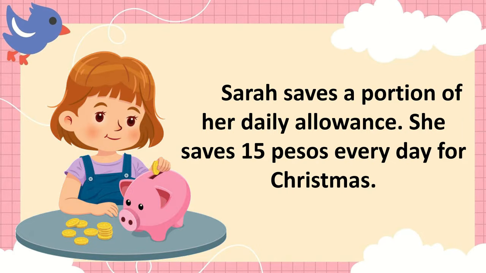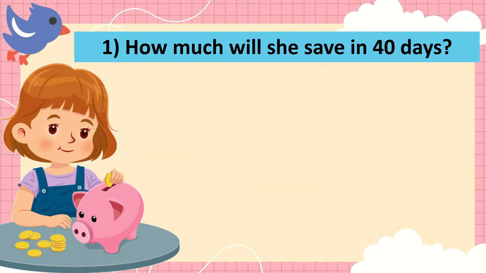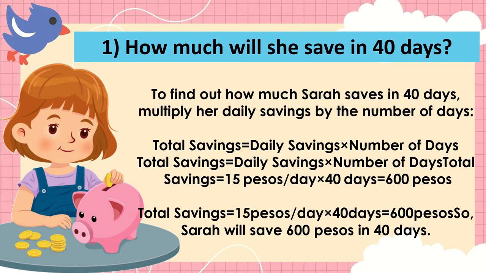Let's solve this problem. Sarah saves a portion of her daily allowance. She saves 15 pesos every day for Christmas. So here are the questions. For the first question, how much will she save in 40 days? You're right. To find out how much Sarah saves in 40 days, multiply her daily savings by the number of days. Total savings equals daily savings times number of days.